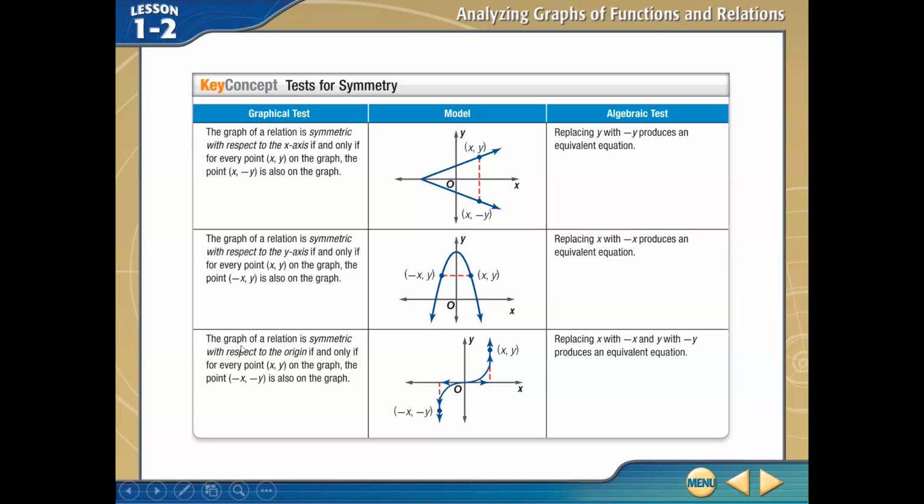And then the graph of the relation is symmetric with respect to the origin if and only if for every point (x, y) on the graph, the point (negative x, negative y) is also on the graph. So here's (negative x, negative y), here's point (x, y), and you can see that they've rotated it 180 degrees, because it's point symmetry. This one, with respect to the y-axis, is line symmetry. With respect to the x-axis is also line symmetry. So line symmetry, point symmetry.